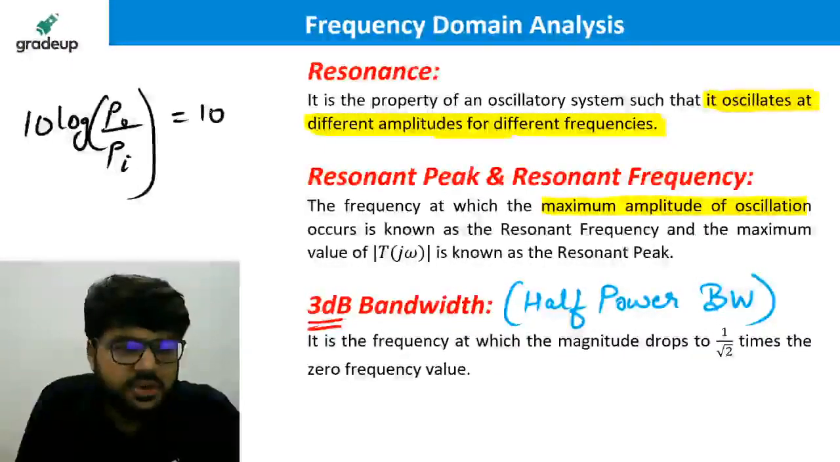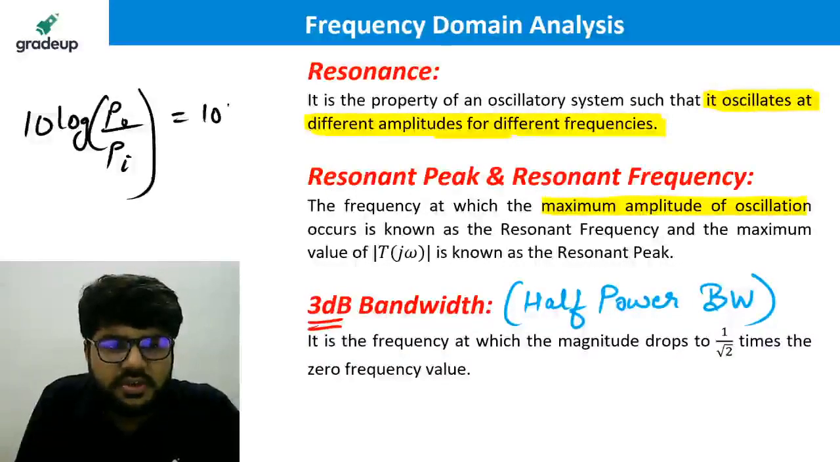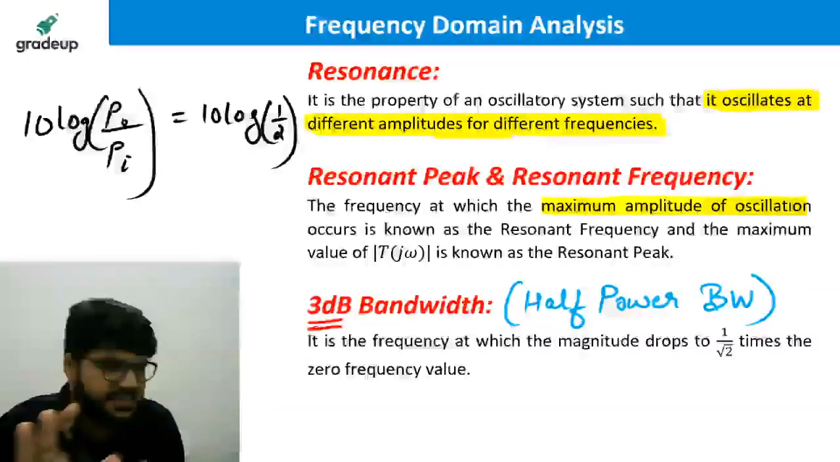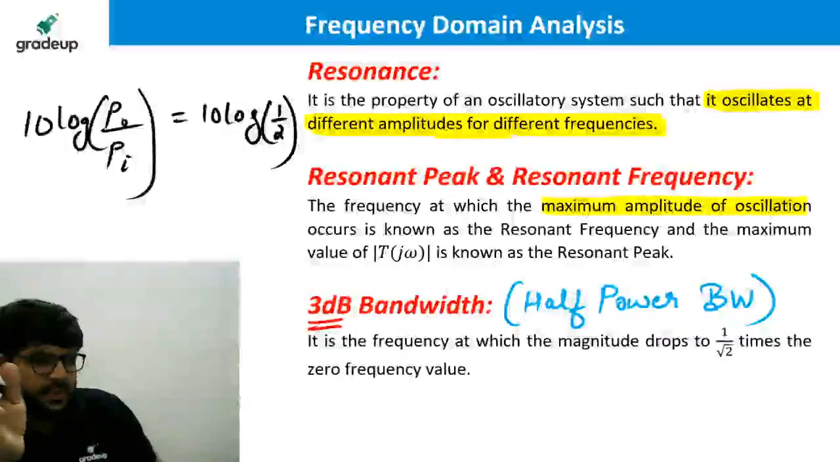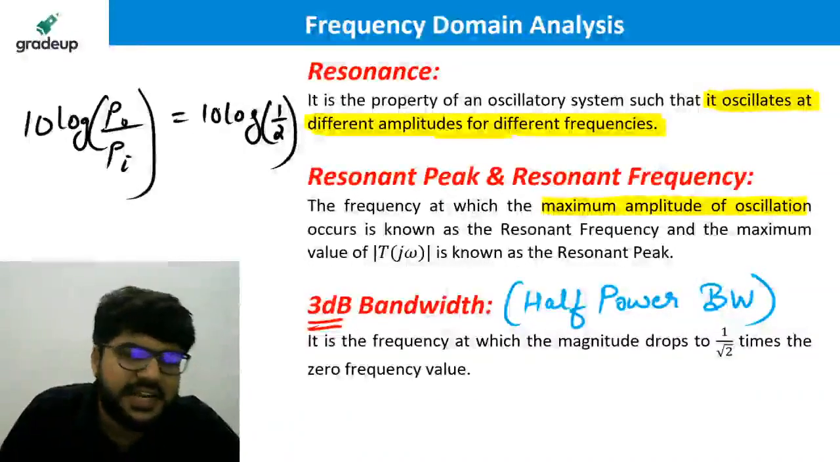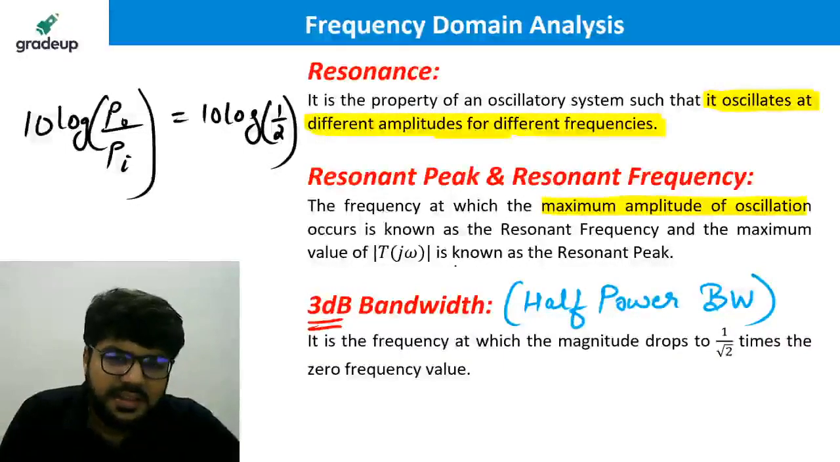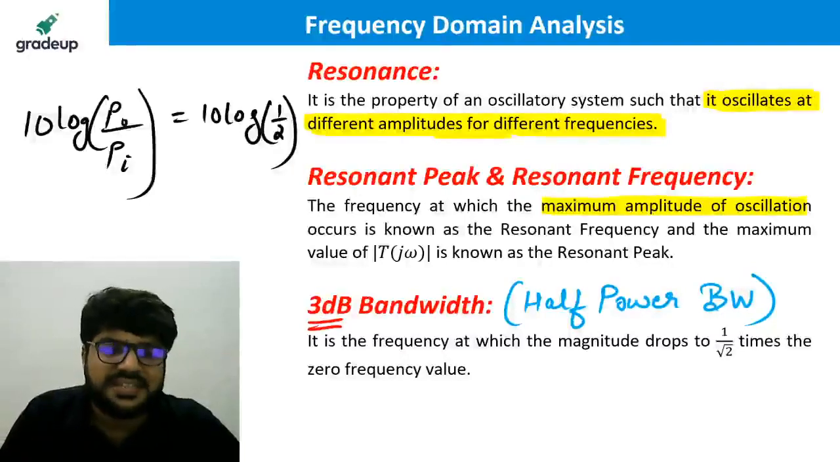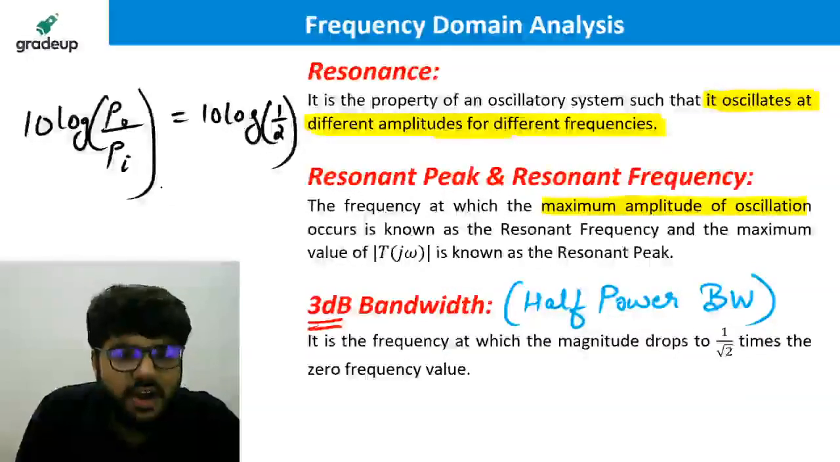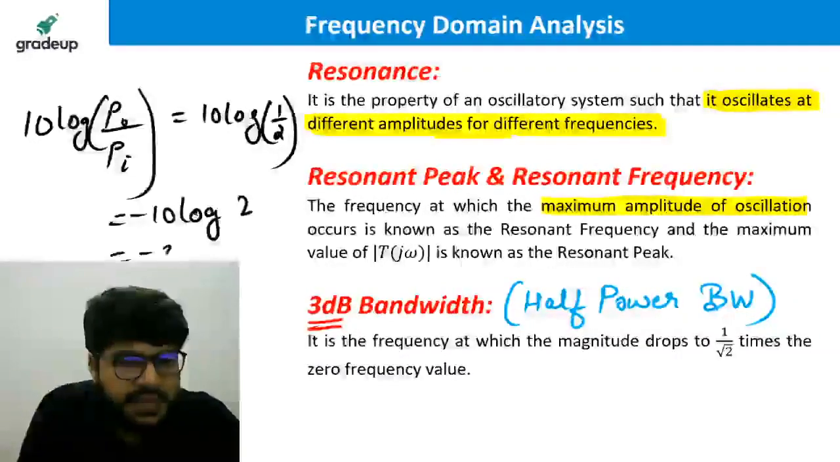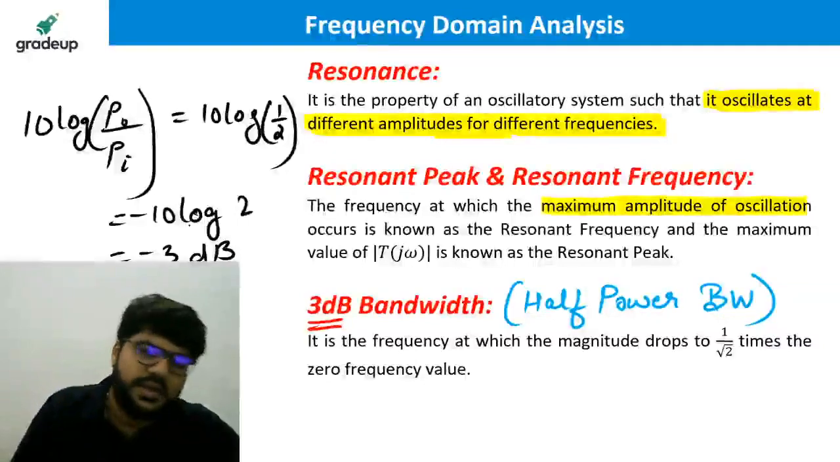That means the ratio is 10 log half. Yes, Anusha, we are going to use the zero frequency value. Just wait for it. Basically, the DC value, zero frequency, we are going to use in the calculation. You will understand. So the frequency at which the power becomes half is basically the half power bandwidth, also known as 3 dB. Why 3 dB? Because 10 log half is basically minus 10 log 2, and that will be equal to minus 3 dB when you calculate it in log.